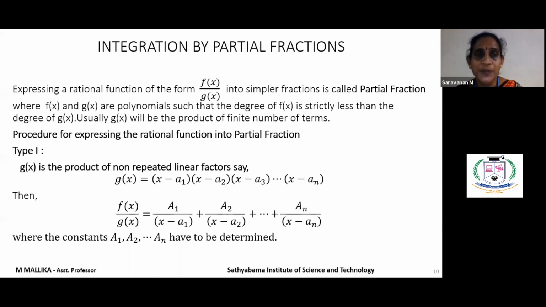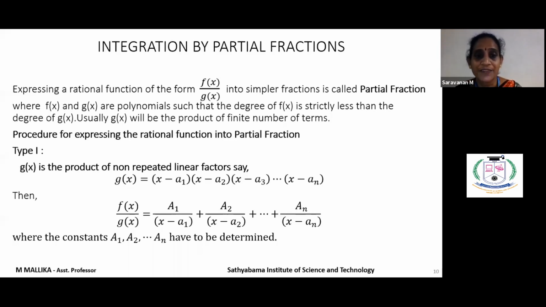In order to express this as partial fractions, we mainly concentrate on the denominator function g of x. Normally the denominator function g of x will be a product of some terms. So based on the type of product, we are going to split this function f of x by g of x into simpler fractions. The first type that we are going to see is that the denominator function g of x is the product of non-repeated linear factors.